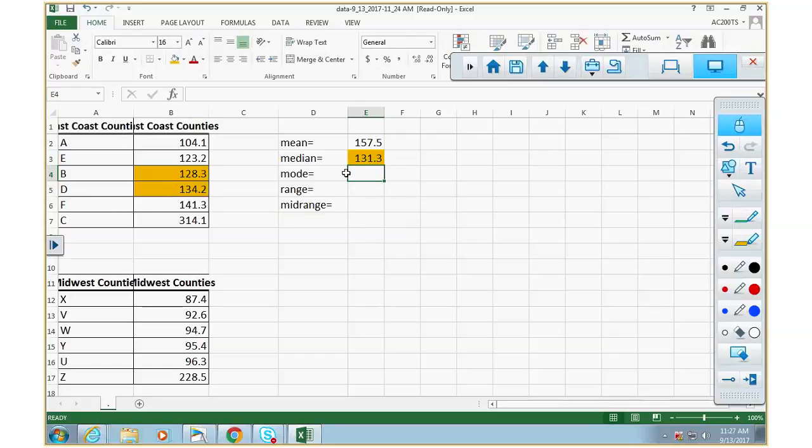Mode is in decimals. I doubt very rarely we're going to have one if you have decimals. So non-applicable, does not exist. Put a word, do not put a number. Don't put 0. Range is equal to what? Highest minus the what? Lowest. And then the mid-range is the average of the highest and lowest.